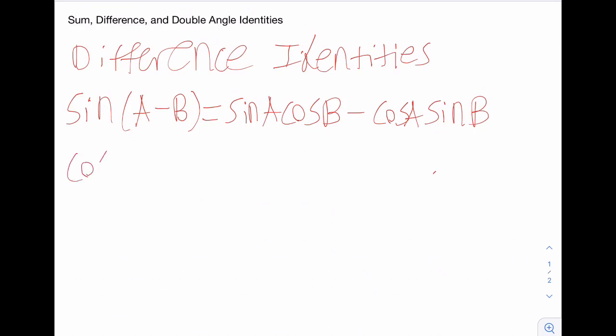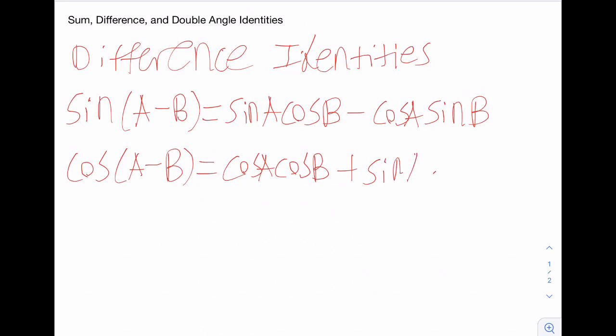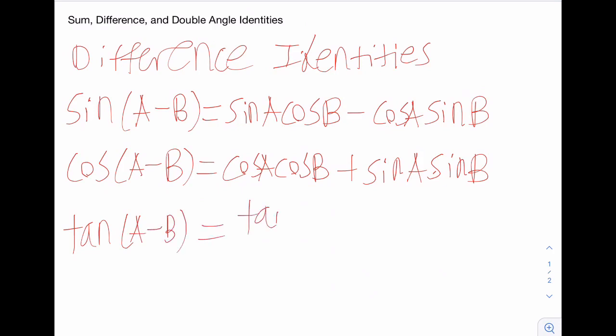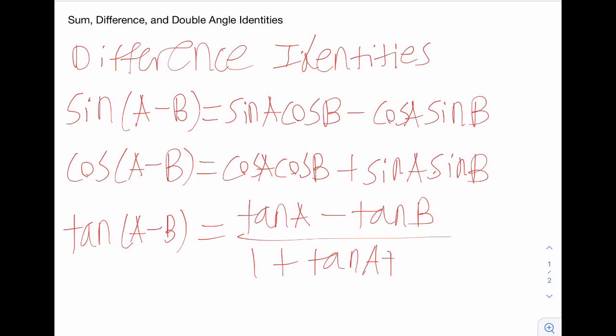Look at cosine of A minus B. Cos A multiplied by cos B plus sine A multiplied by sine B. And lastly, we have tan of A minus B. And if we expand this, this will become tan A minus tan B over 1 plus tan A multiplied by tan B.